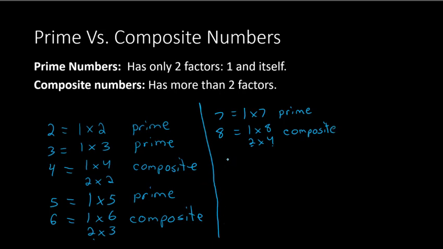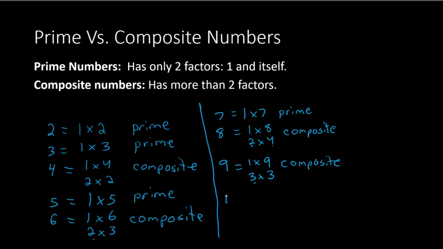Alright, what about 9? Well, 9, we can do 1 times 9, but we can also do 3 times 3. So again, because we have 3 times 3, we have the second set of factors, not only the 1 times 9, but also 3 times 3. That makes the number 9 composite.